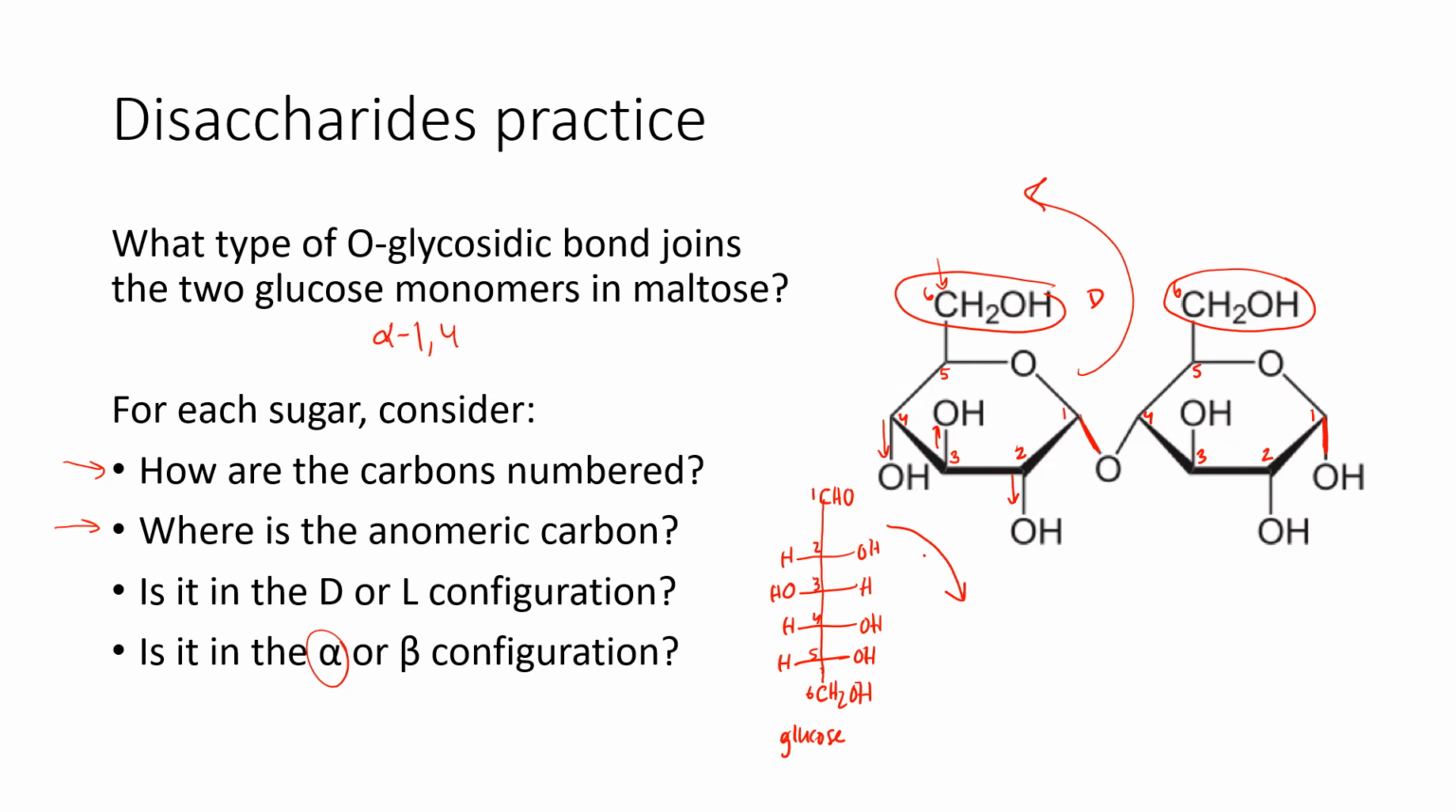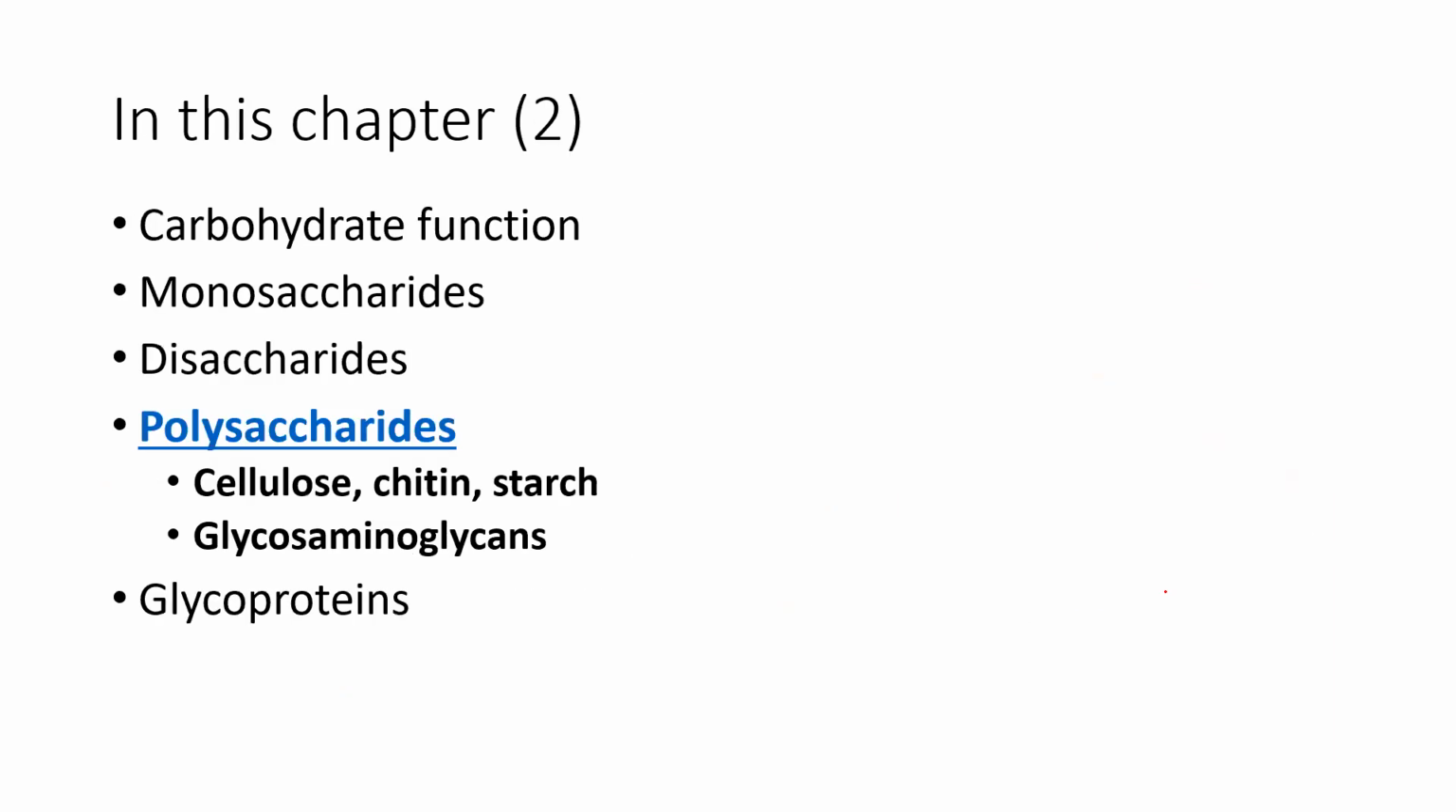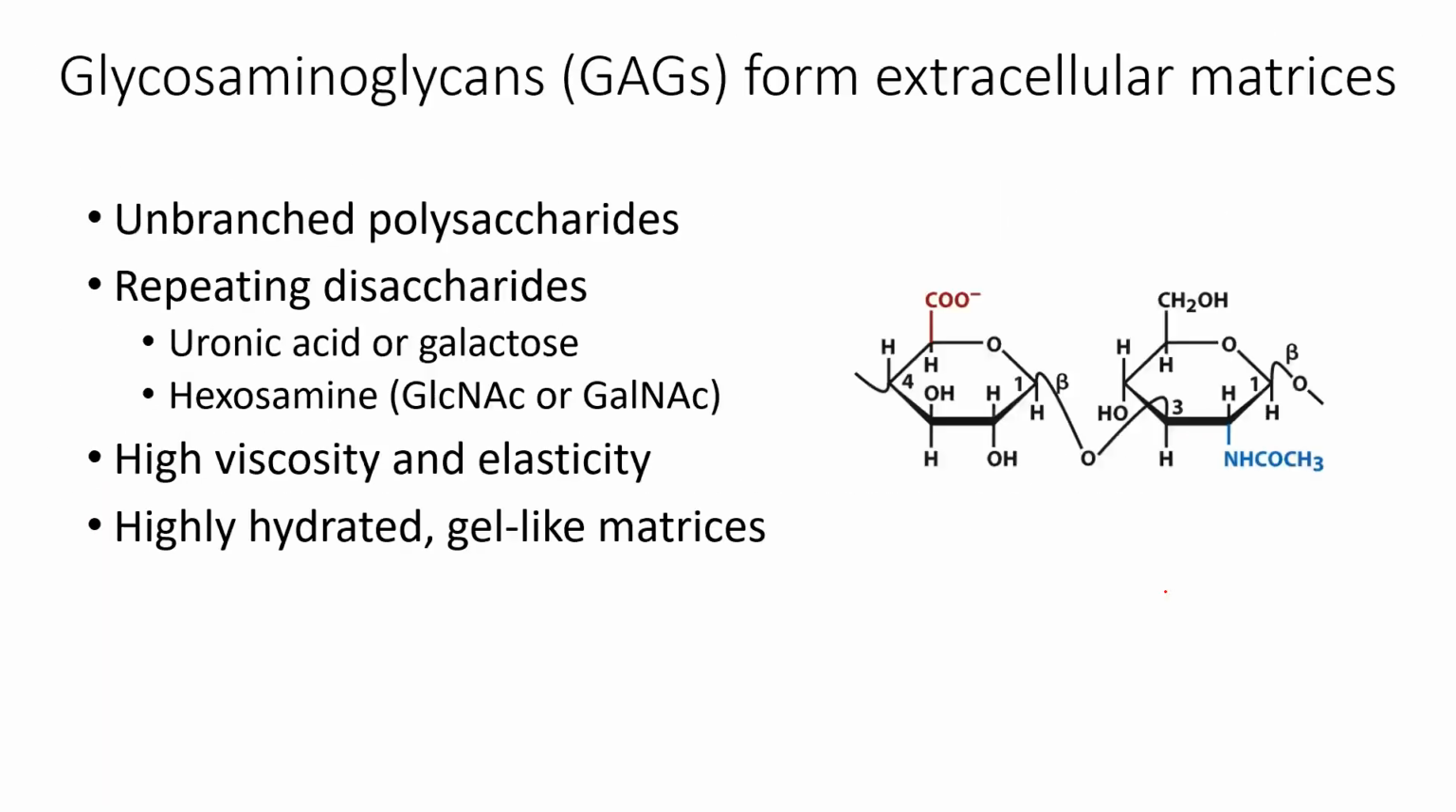Okay. So that's monosaccharides and disaccharides. And once again, when you have these two glucoses linked together with that alpha 1,4 glycosidic bond, that disaccharide is called maltose. So that brings us to polysaccharides. And I think I've just skipped through these slides.